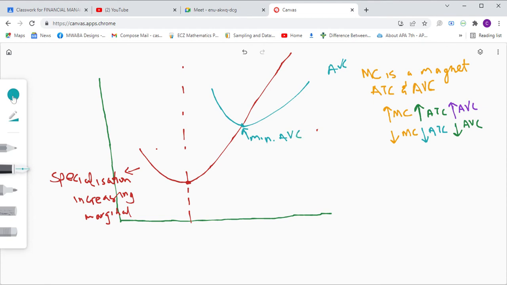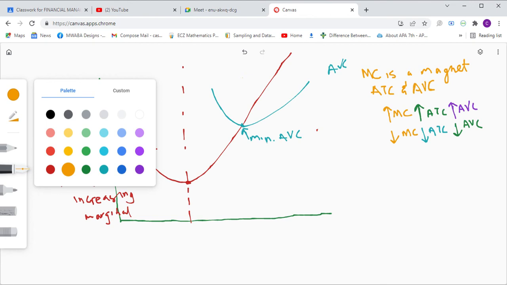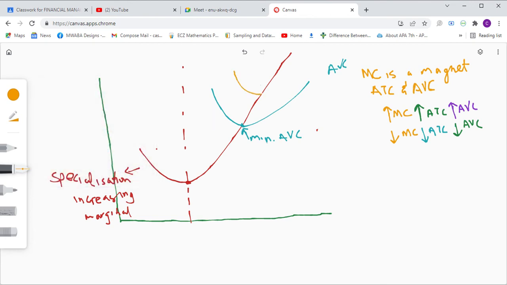The same thing happens for the average total cost curve. We'll have it here, and that's our minimum here. Say ATC here. That's the minimum average total cost curve here. So the marginal cost intersects the average variable cost at its minimum, and it also intersects the average total cost at its minimum. So remember, marginal cost is like a magnet.